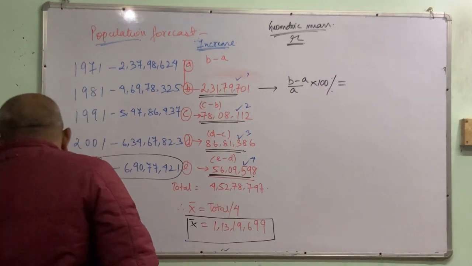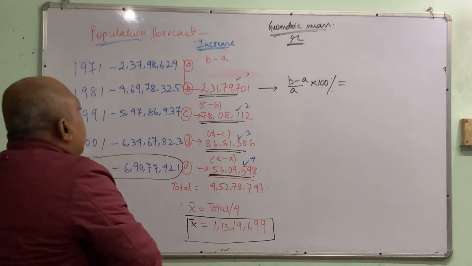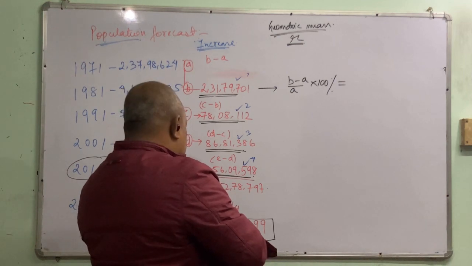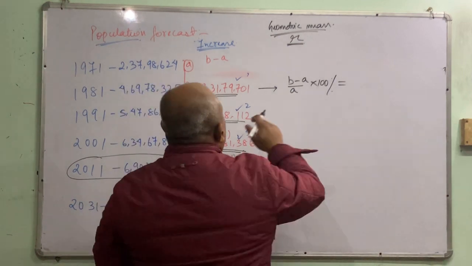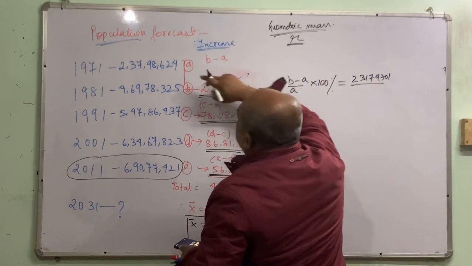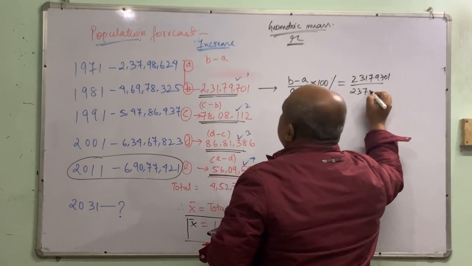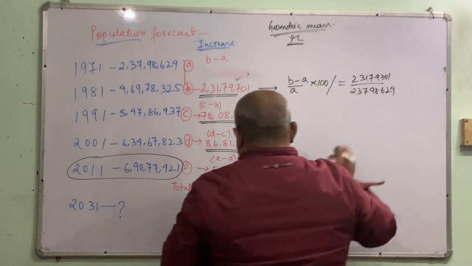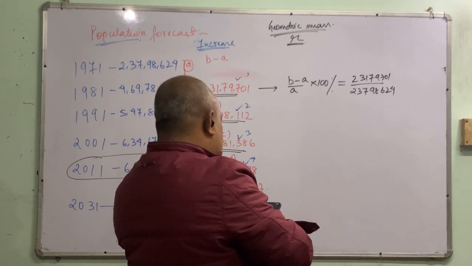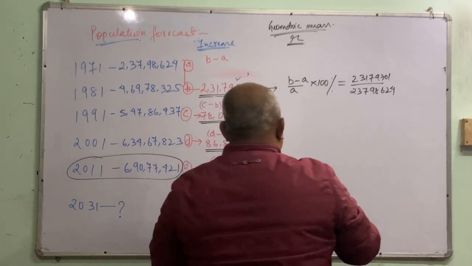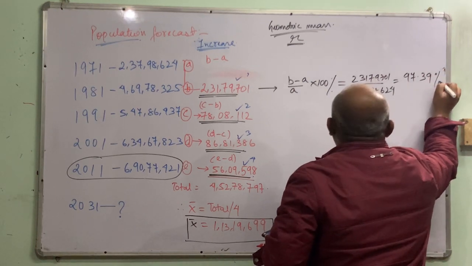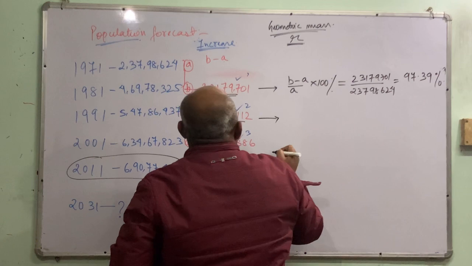So this will be 231,79701 divided by 237,98624. This is 97.39 percent.